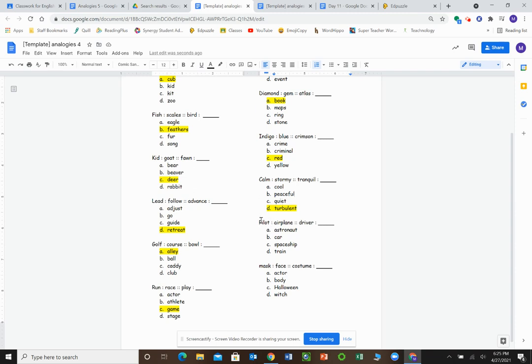A pilot is a person who steers an airplane. A driver is a person who steers or maneuvers a car. And then finally, a mask is something that you put over your face. A costume is something that you put over your body. So remember that relationship is crucial, vital. There you go, some big fancy words, which just means really, really important to figure out the relationship with the second two.